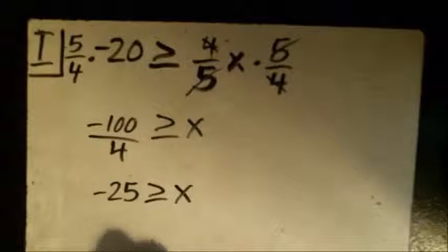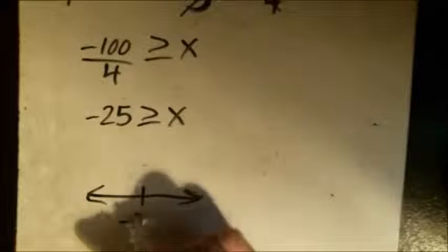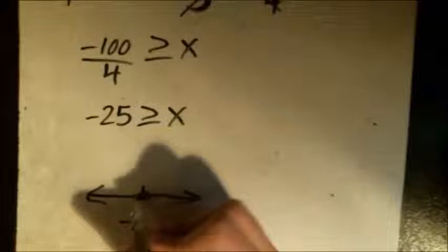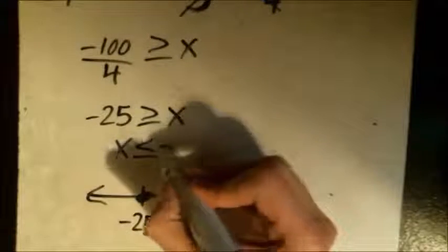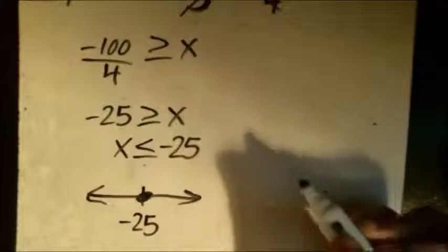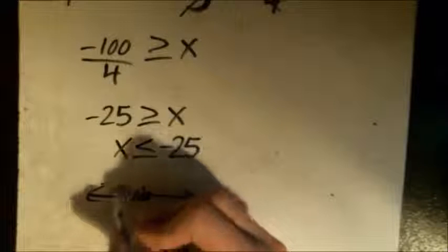So, when I graph this, I'm going to have a closed circle at negative 25. And right now I can't use my arrow trick, so I've got to shift things around. So x is less than or equal to negative 25. And so now my arrow trick says to shade to the left, so I'm going to shade towards the left.